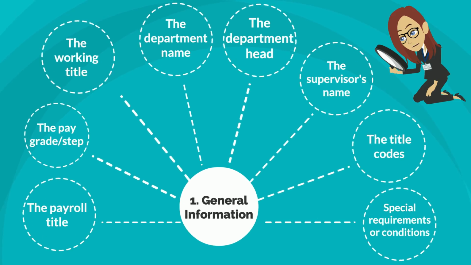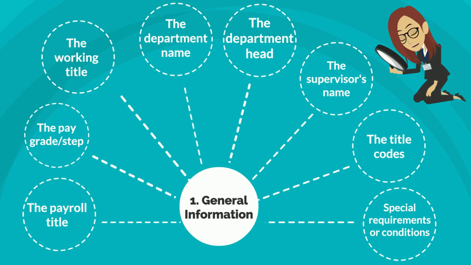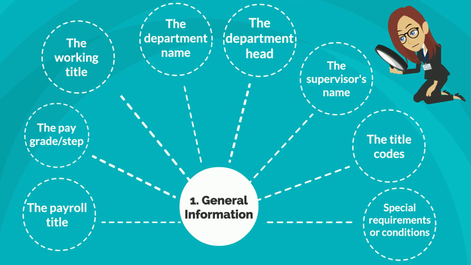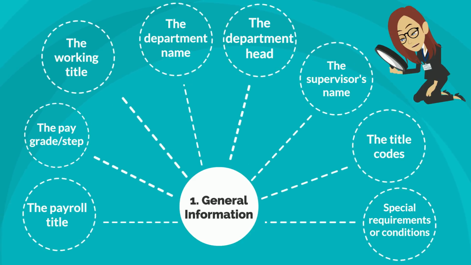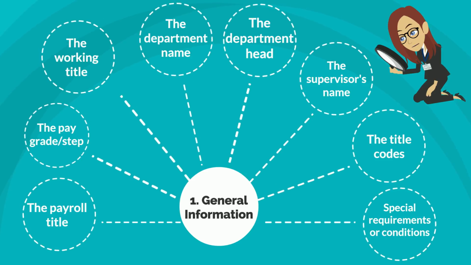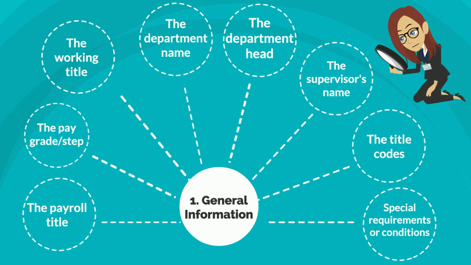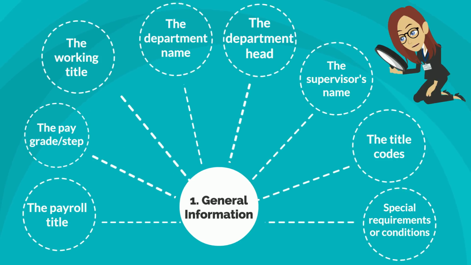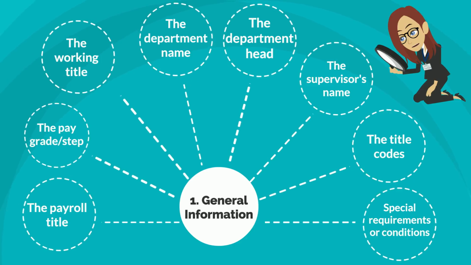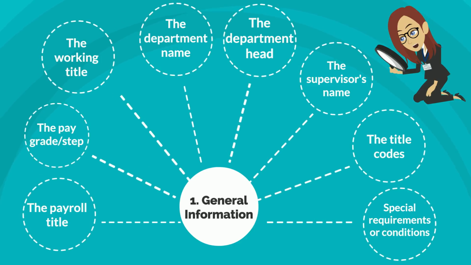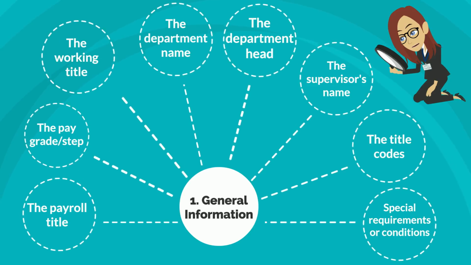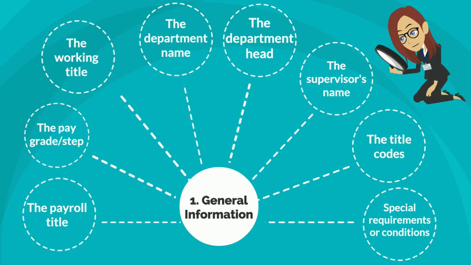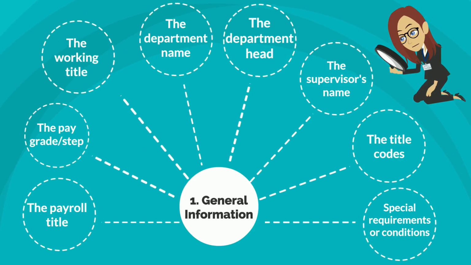The general information is the basic job classification and pay information needed for the job description. Some of the items included would be the payroll title, which is the title associated with the FLSA status, the pay grade or step, the working title, which is commonly known as the marketing title for online job searches, the department name, the department head, the supervisor's name, the title codes, which refer to the numbers of full-time employees that are supervised, and any special requirements or conditions. An example of these would be a background check, a BFOQ, a driver's license, etc. pertaining to the specific job position.